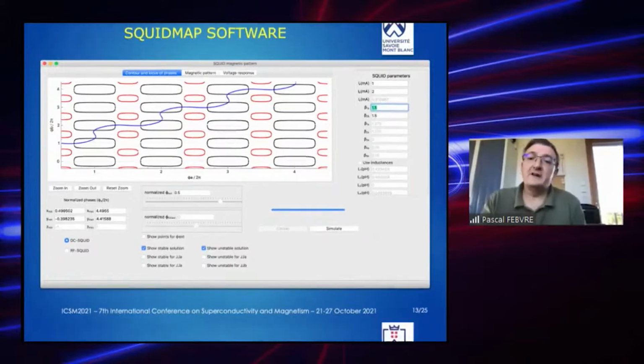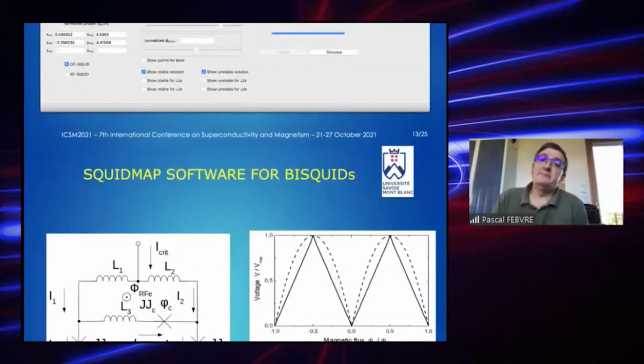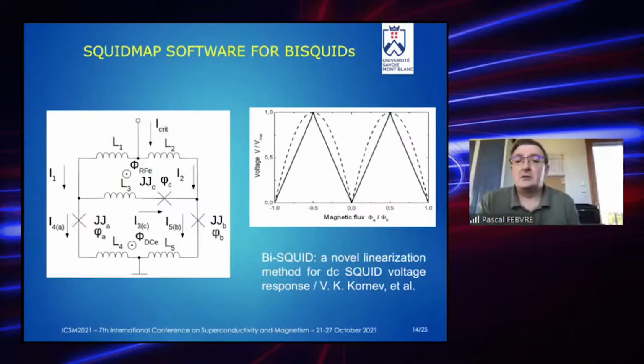But we can also do that for more complex circuits like BISCUITs, which are nice because they have been proposed by Kornev a few years ago. They are nice because they have a voltage-flux relation which is linear, much more linear. It's interesting, especially for analog to digital conversion. You can see this triangle to the right. So our software also allows us to do that.